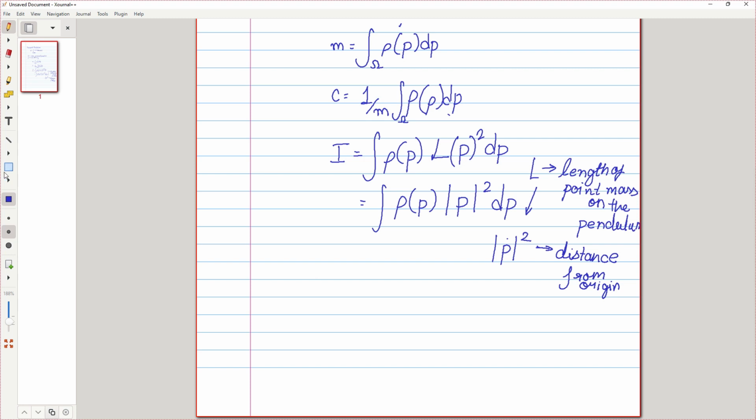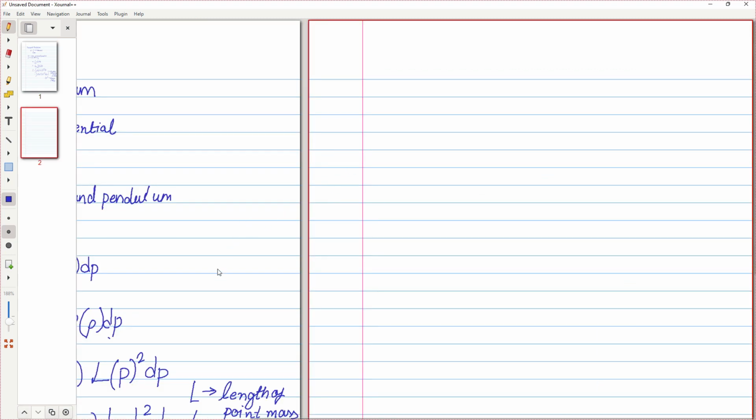In order to find the Lagrangian, we need to find the kinetic energy. We know the kinetic energy formula is half m v squared. Here the velocity squared is the angular change, so it is half the integration of rho as a function of p, and velocity squared is theta dot squared.